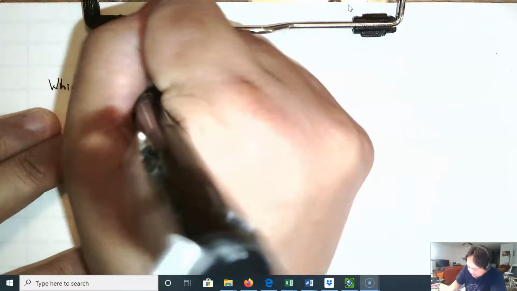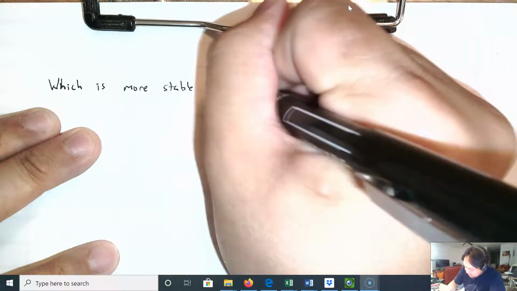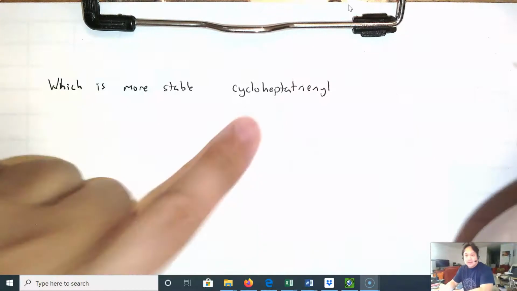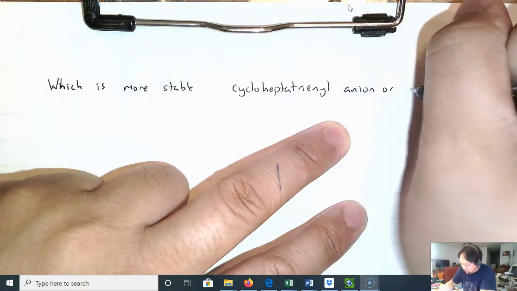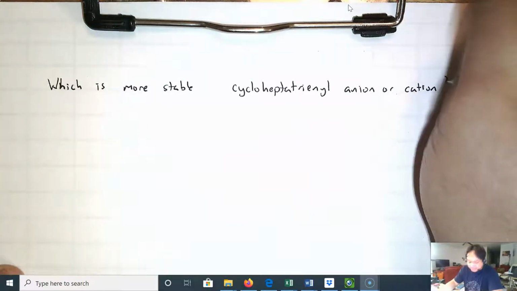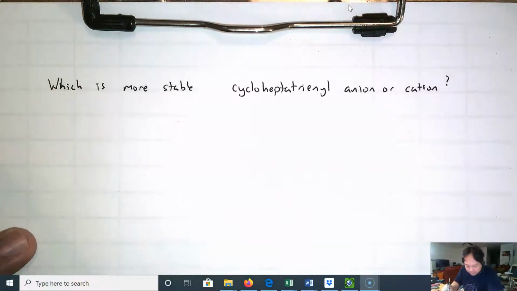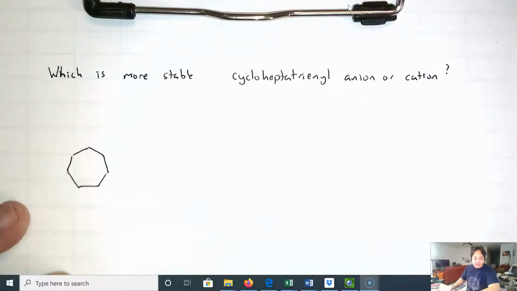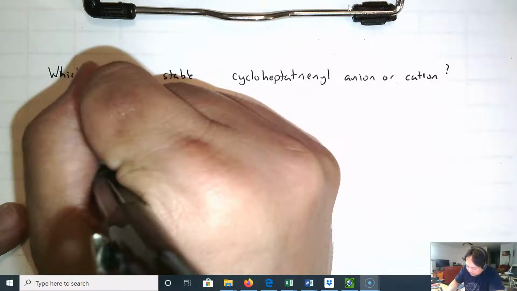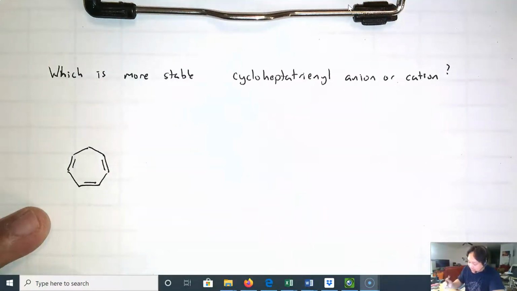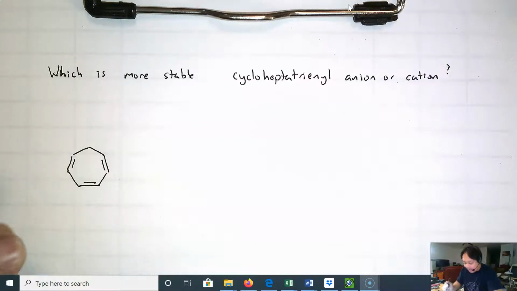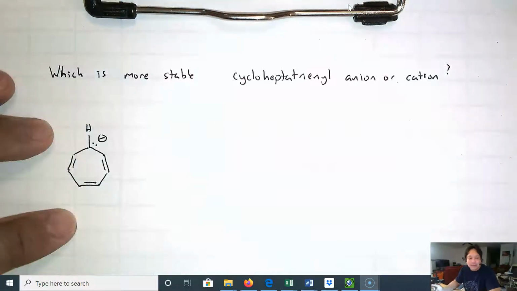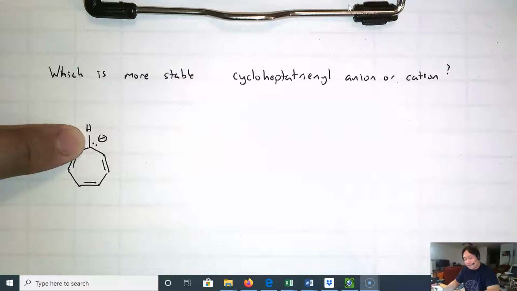So which is more stable? Cycloheptatrienyl anion or the cation version? Okay. Let's go for the anion version first. That's the 7-membered ring, and triene means 3 double bonds, and it's an anion. And for this to possibly be aromatic, we would have to put the anion up here. Okay, I don't know for a fact it's aromatic, but I'm going to put it up here because all the other carbons are sp2. So maybe if this is sp2, it'll be fine.